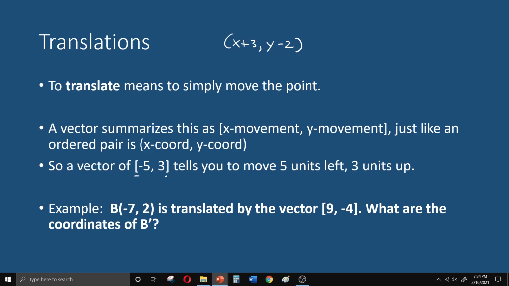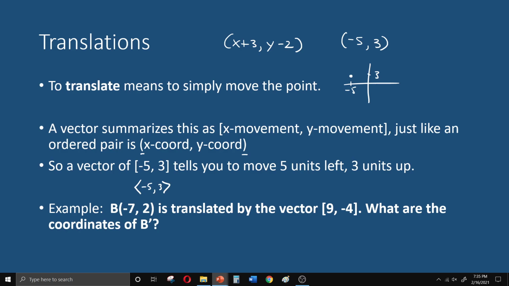Please use brackets, not parentheses. Parentheses are for ordered pairs, so we don't want to be confusing when I say this. That has a very specific meaning in math. That means a point, (-5, 3). When I use these brackets, or some books will use these brackets, I don't care which you use, that has another meaning, which tells us this is a vector.